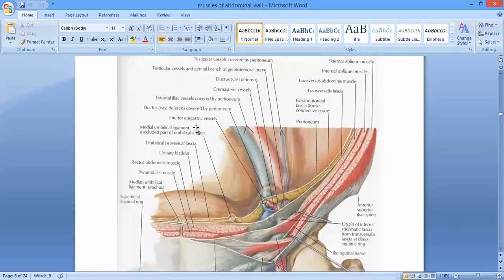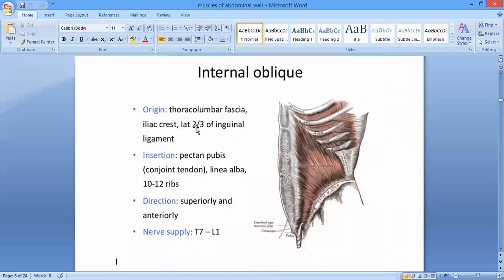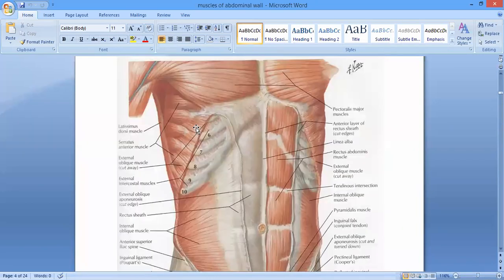when they travel from their lateral site of origin medially, right? When they reach the mid-clavicular line here, these muscular fibers become aponeurotic, tendinous, right? They are converted into a strong tendinous sheet, or the aponeurosis, when they reach the mid-clavicular line over here.